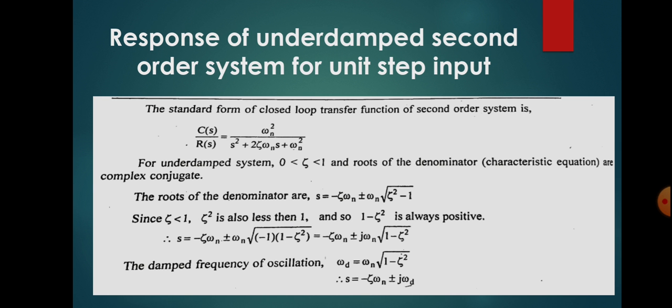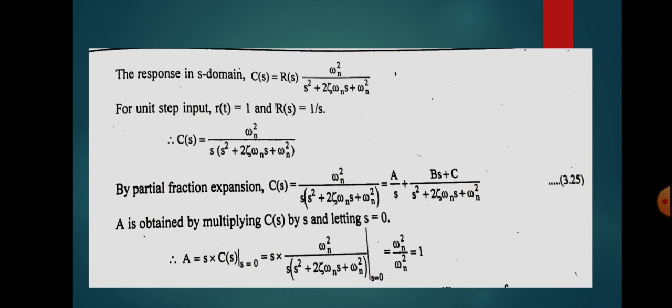Here, omega n into square root of 1 minus delta square is equal to omega d, where the roots will be equal to minus delta omega n plus or minus j omega d. This is the nature of the roots in the case of an underdamped second order system, that is, the roots are complex conjugate. And next we want to find out the response C of s, that will be obtained by C of s is equal to R of s into omega n square divided by s square plus 2 delta omega n s plus omega n square.